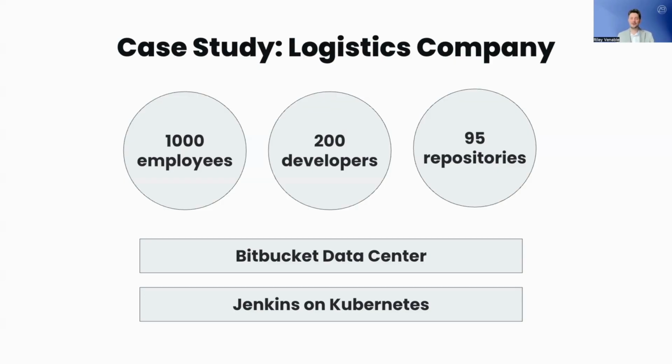Thanks, Ash, and hi, everyone. Let me give you the background on the case study. We worked with a US-based logistics company managing 1,000 employees with 200 developers. They had 95 repositories supporting their entire logistics operation: fleet management, route optimization, warehouse systems, and customer portals. Their setup was Bitbucket Data Center for source control, paired with a sophisticated Jenkins infrastructure running on Kubernetes, while their entire operations teams were already using Jira Cloud.